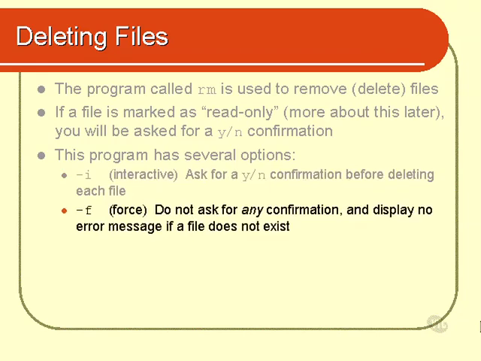There is a -f option, which simply means do not ask for any confirmation, not only for write-protected files, but for anything. Do not ever ask for confirmation. And if the file doesn't exist, then don't display any message to that effect. Let's see the difference between those two versions now.